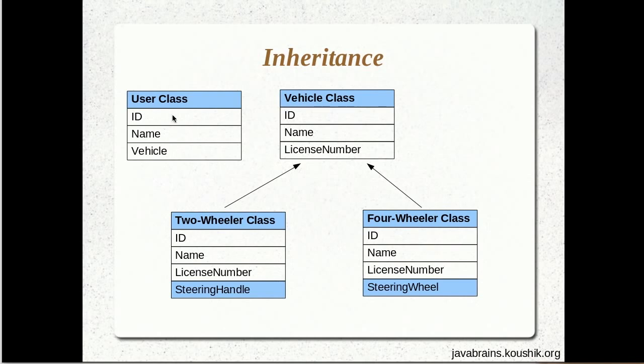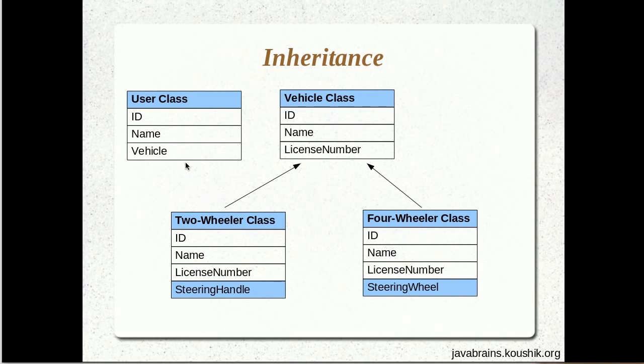If the user object that I'm trying to save owns a two-wheeler, then this would be a reference to the two-wheeler table where I have saved the two-wheeler data. And if this user object has a four-wheeler, then when I'm saving this, I will have to have a reference to the record in the four-wheeler table. So this is where it gets tricky.